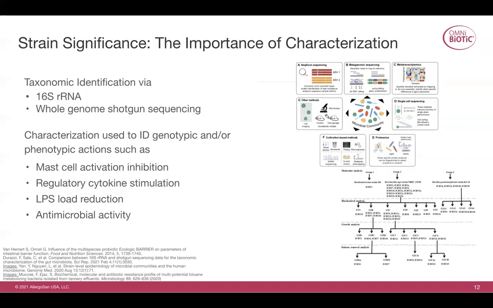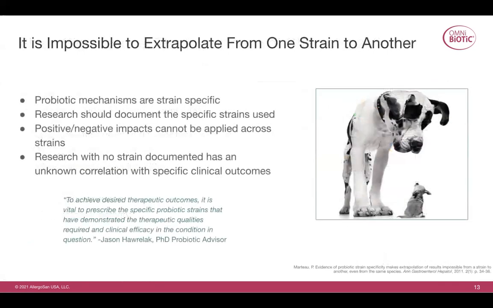And characterization tells us things like what environments the microbe will survive in. It tells us if they will be positively impactful on inflammation, lipid modulation, immune cell modulation. Will this particular strain have the ability to directly kill or inhibit colonization of other microbes? And what specific products are these strains creating? And is that something that we want? It's impossible to extrapolate the characteristics of one strain to another strain, even if they come from the same species.